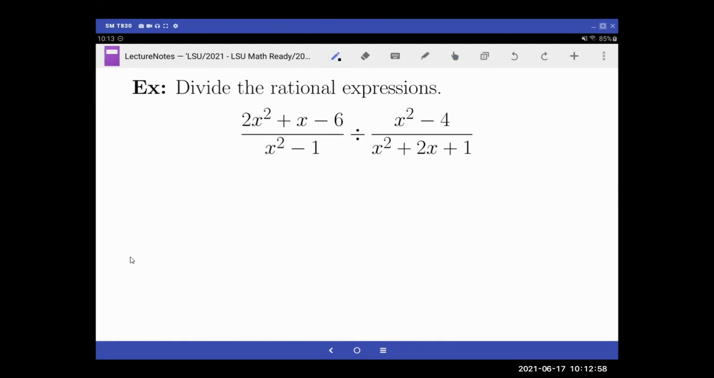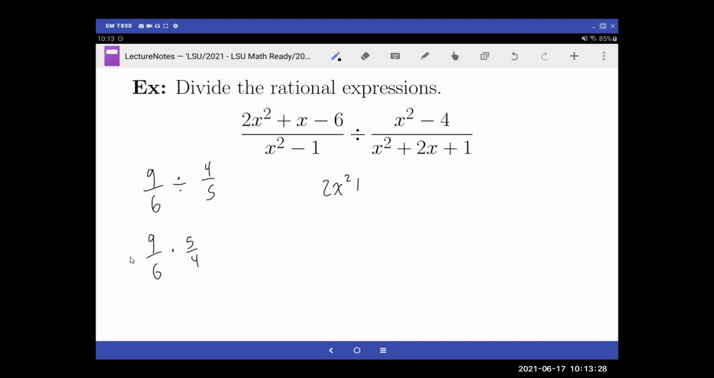Okay, here's a division problem. We'll work this one out also. So with division, remember, first of all, when you divide by a fraction, let's say 4/5, you just multiply by that fraction's reciprocal. So you flip the fraction over and then you just do multiplication. Same thing is true here. We're going to do the exact same thing.